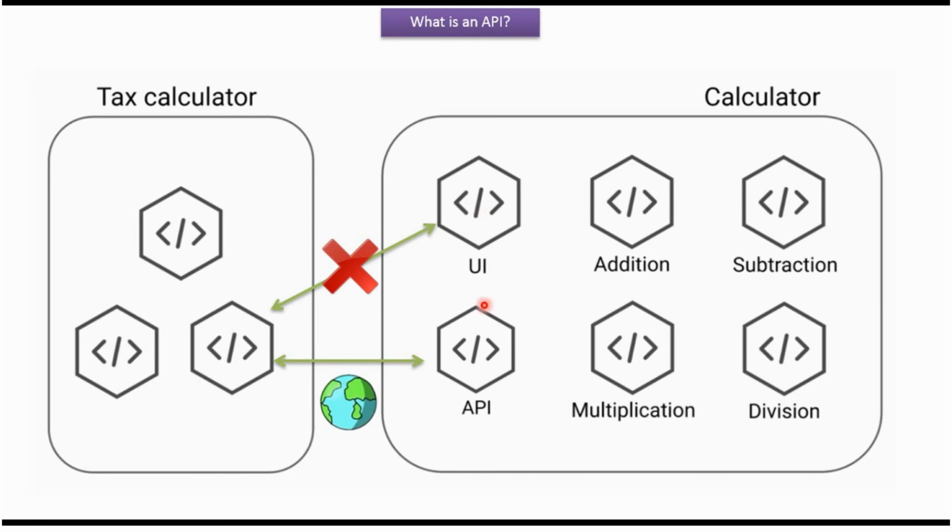So what we can do is introduce an application programming interface in the calculator application, and it will be the mediator between the external program from the tax calculator application and the internal programs of the calculator application. It will take input from the tax calculator application, call internal programs like addition, subtraction, multiplication, and division, perform the particular task, and return the result back to the tax calculator application programs.